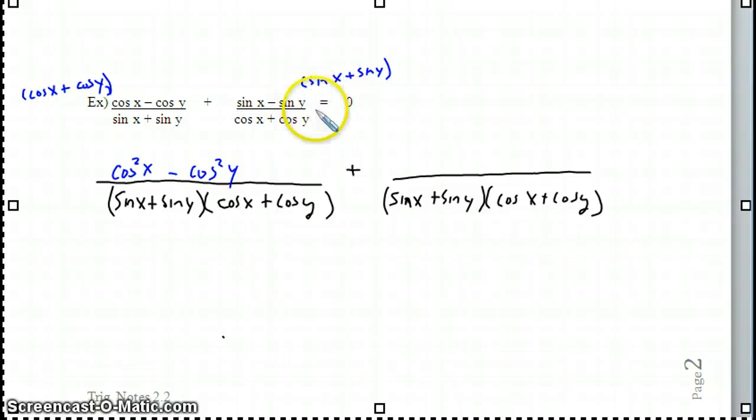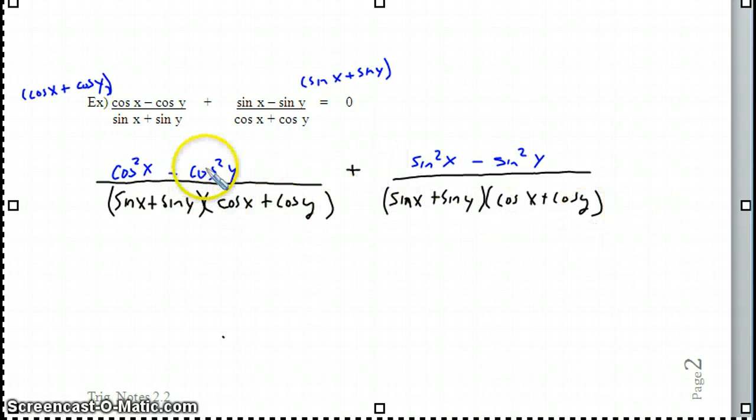I'm going to see a similar pattern when I multiply these together. Multiplying the firsts together, I'm going to get sine squared x. Multiplying the outers together, I get sine x sine y. Here I get negative sine x sine y, so they'll cancel out. And then finally multiplying the lasts together, I get negative sine squared y.